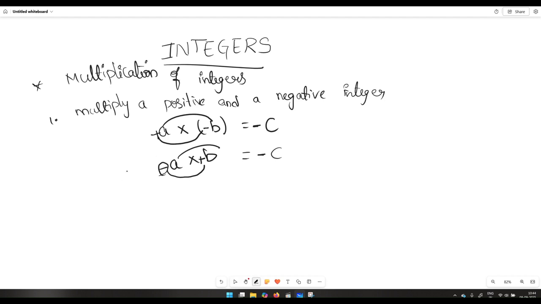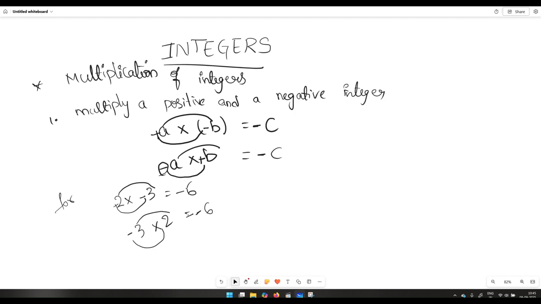Don't confuse this. For example, 2 into minus 3. What do we get first? Multiply 2 into 3, 6. Positive into negative means always negative. Minus 3 into 2. 3 twos are 6. Negative into positive is also negative. This is the topic of multiplying a positive and negative integer.